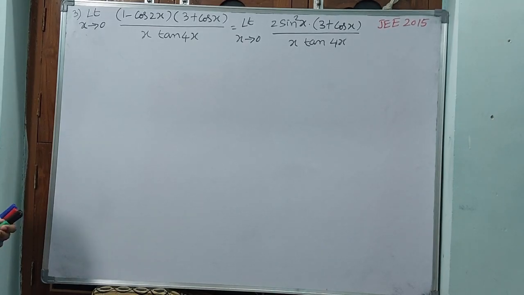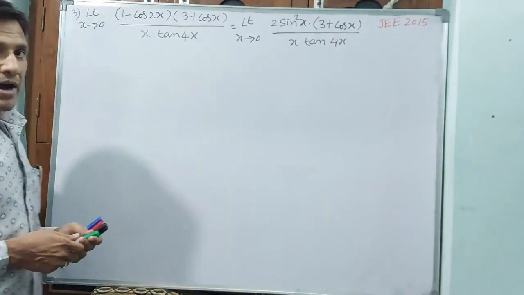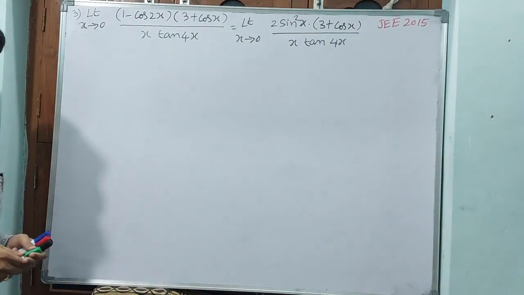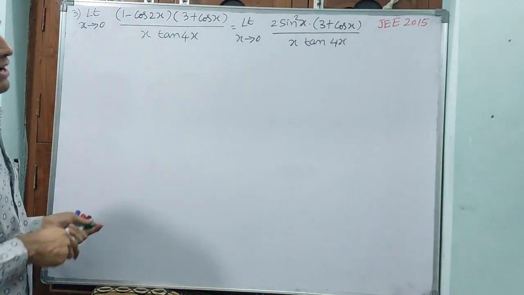Sin x by x. The denominator also should have x square, then only you can write sin x by x whole square. But here only x is there. So in the next step, I am multiplying the numerator and denominator with x.